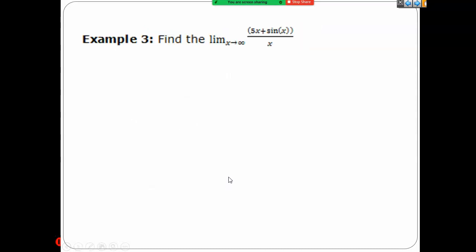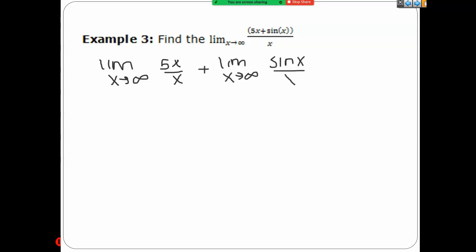What would happen if you altered that slightly? Yeah, so it is going to change that. And the idea is, again, limits can be broken up into parts. So the x would go below each function. It'd be the limit as x goes to infinity of 5x over x plus the limit as x goes to infinity of sine x over x.